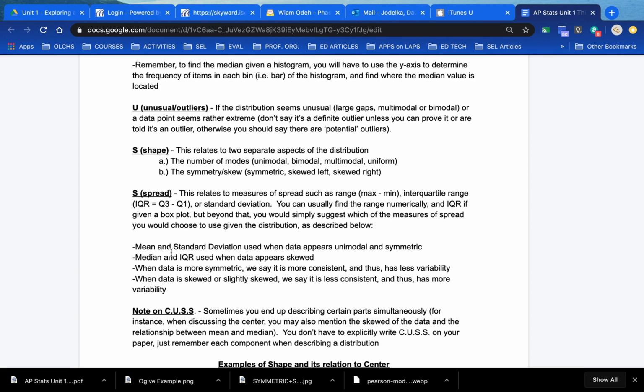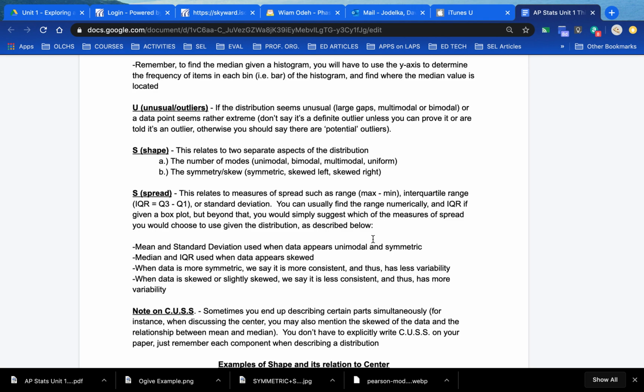And lastly, the spread. Now, measures of spread include range, which is max minus min, and interquartile range, or IQR, which is the middle 50%, the length of the box in a box plot, or just Q3 minus Q1. Standard deviation is also a measure of spread. Now, you can't necessarily find all of these from just a picture of a histogram. So you could probably guess the range. The IQR, if you have a box plot, you could estimate.